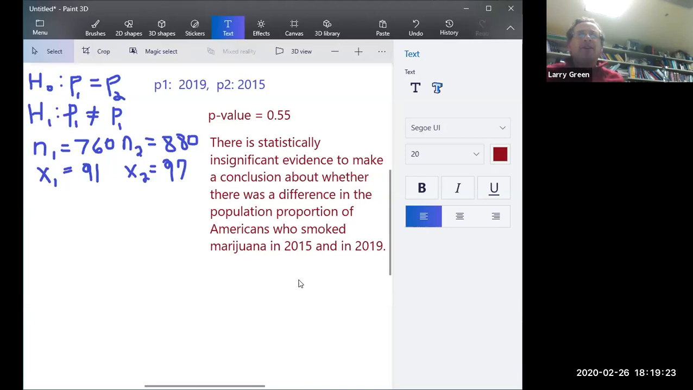Okay, that's very similar to last week. And similarly for the level of significance, let's say we use a 5% level of significance. Then again, you say that if the population proportion in 2015 and 2019 of those who smoked marijuana was the same, and if we did another study of 760 asking about 2019 and 880 asking about 2015, then there'd be a 5% chance that we would falsely state that there has been a difference between the two.